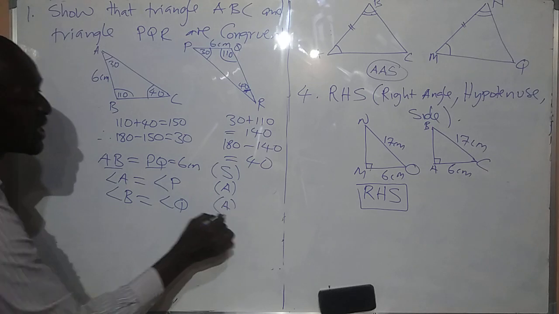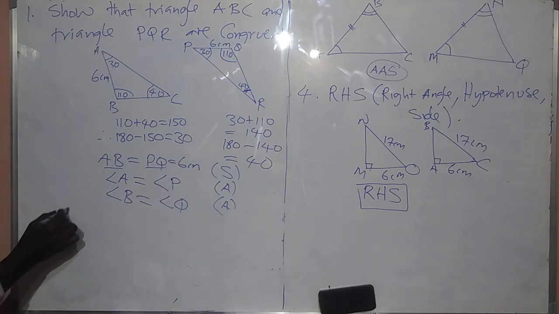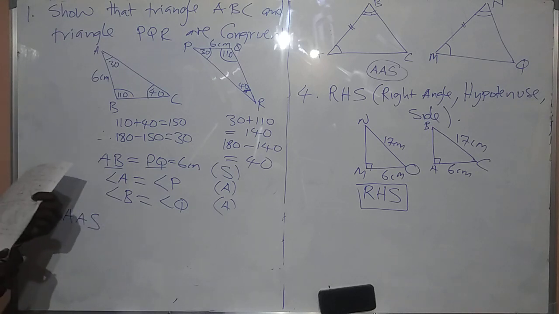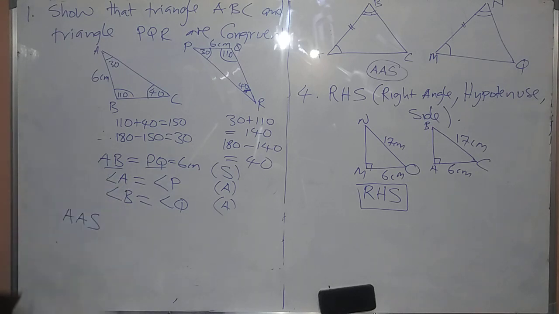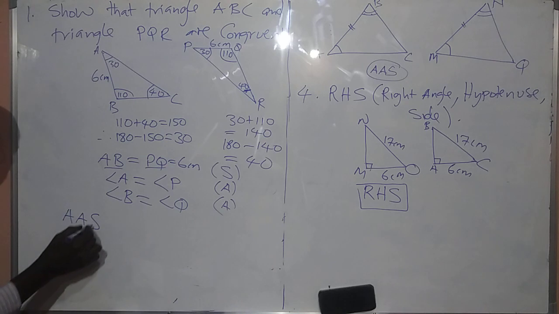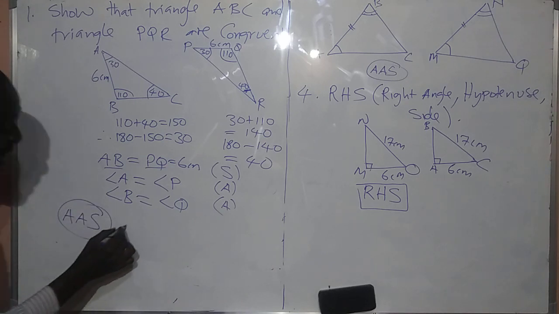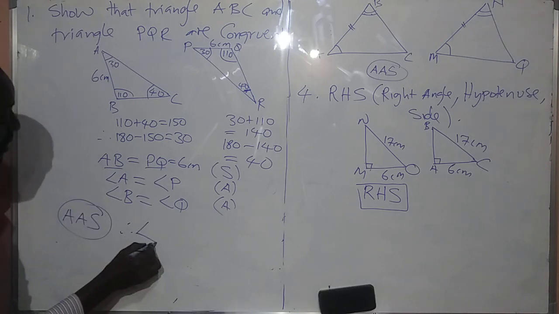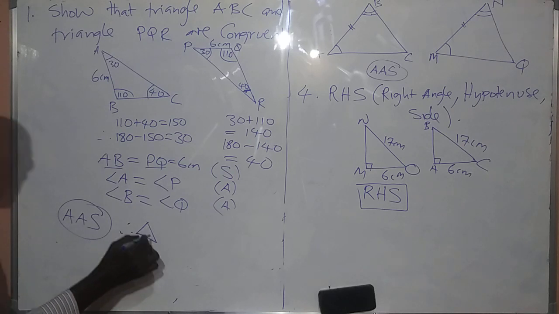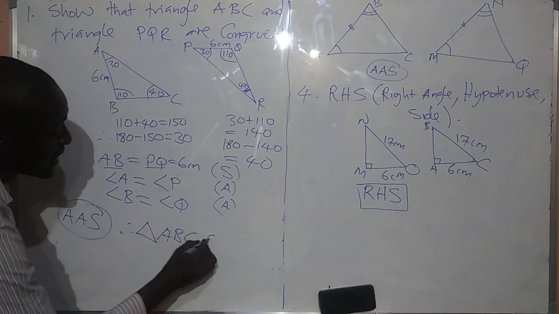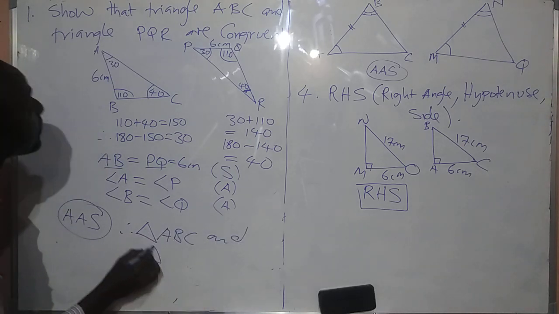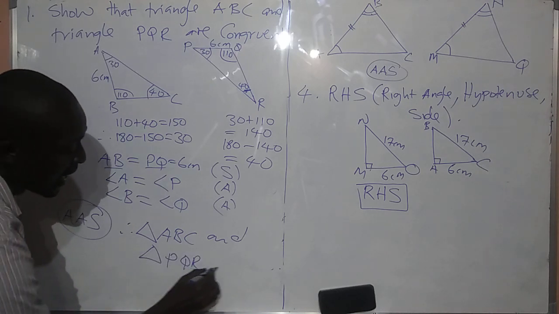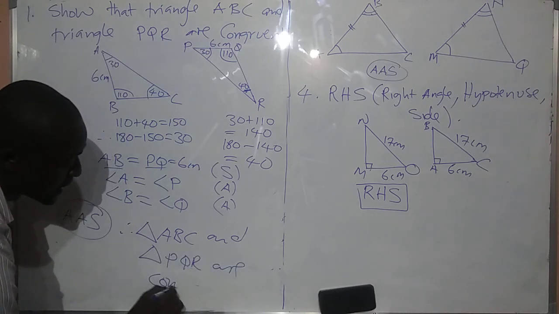One of the conditions for congruence says that you should have angle, angle, side. We have it on number 3. So therefore, this condition is fulfilled. Therefore, you can write: triangle ABC and triangle PQR are congruent.